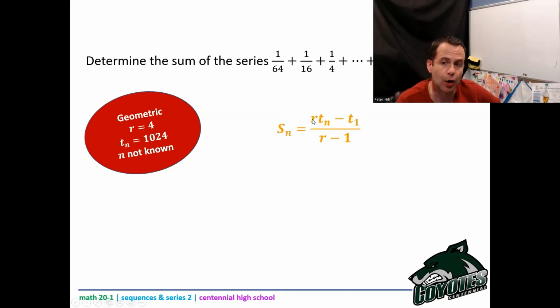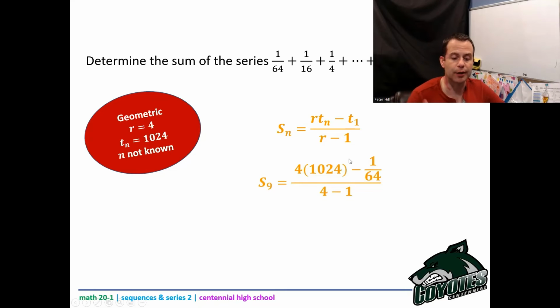So this is going to be R. I know R to be 4, times Tn, I know that to be 1024, minus T1, I know that to be 1 over 64. And then on the bottom, I have 4 minus 1. So I've just plugged in everything. I'm now going to throw that in my calculator and get a solution. You should be pausing me, of course, and checking that yourself first.